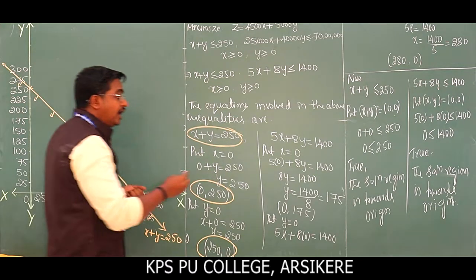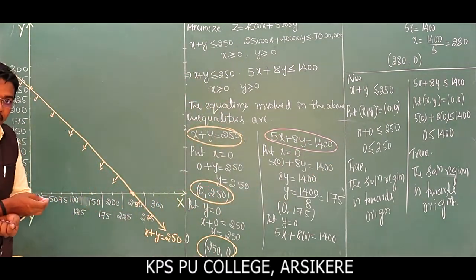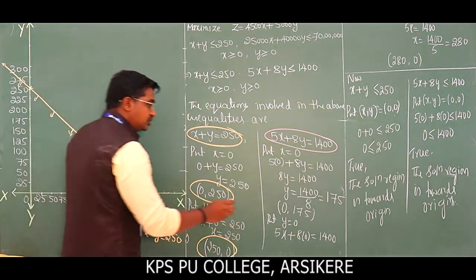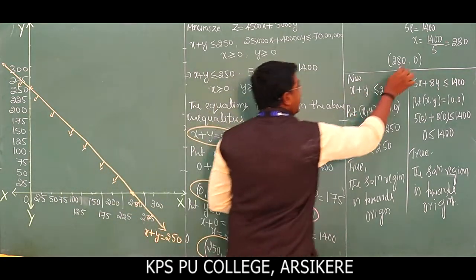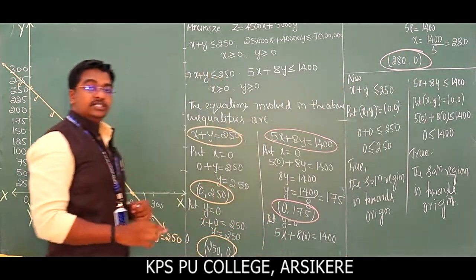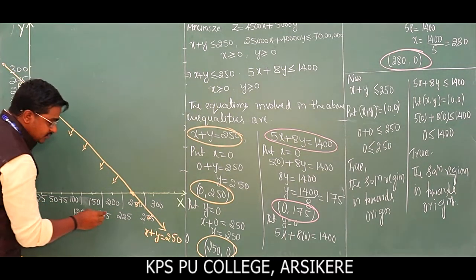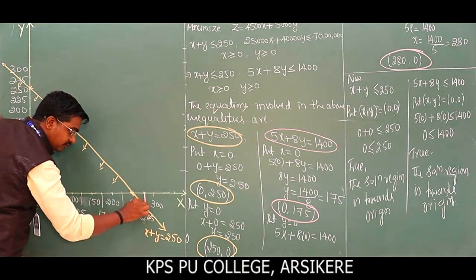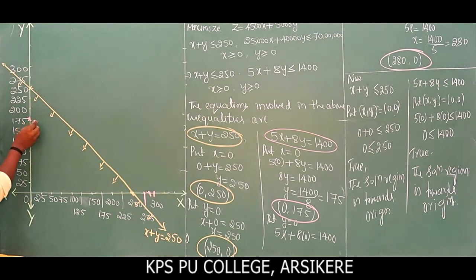Second one is 5x plus 8y is equal to 1400. The corresponding points of intersection are (0, 175) on the y-axis and (280, 0) on the x-axis. First take the point (0, 175). This is the point. Another point is (280, 0), which lies between 250 and 300, near 275. Join these two points.